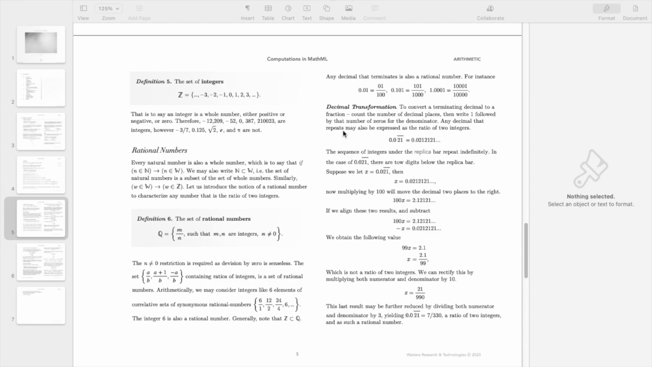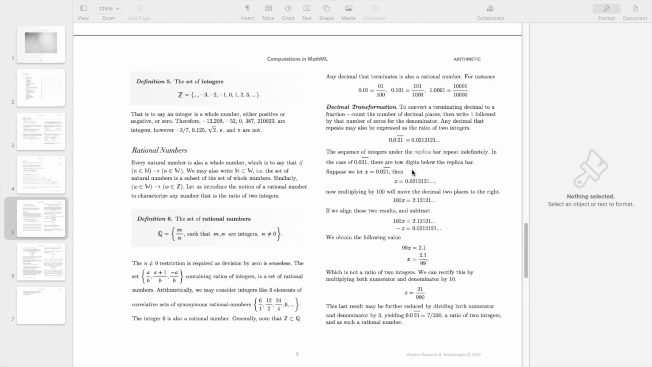Any decimal that repeats may also be expressed as the ratio of two integers. So terminating decimals, once again, may be expressed as the ratio of two integers. So what do we have here? We have 0.0 quantity 2, 1 repeating equals this expression here, subtended by an ellipsis.